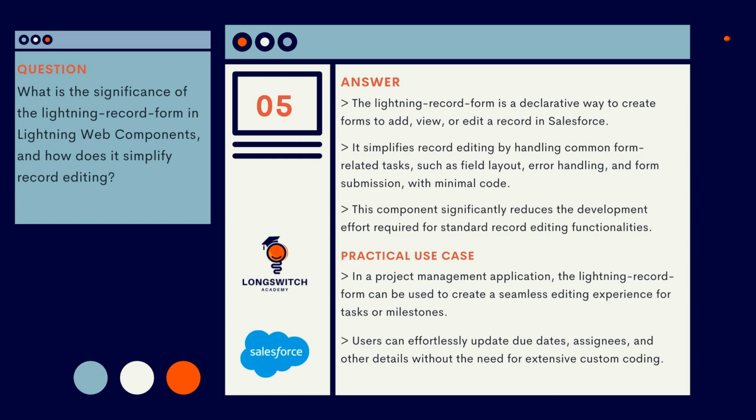The Lightning Record form is a declarative way to create forms to add, view, or edit a record in Salesforce. It simplifies record editing by handling common form-related tasks, such as field layout, error handling, and form submission, with minimal code. This component significantly reduces the development effort required for standard record editing functionalities. To understand the significance of Lightning Record form, let's consider a practical use case of a project management application. The Lightning Record form can be used to create a seamless editing experience for tasks or milestones. Users can effortlessly update due dates, assignees, and other details without the need for extensive custom coding.